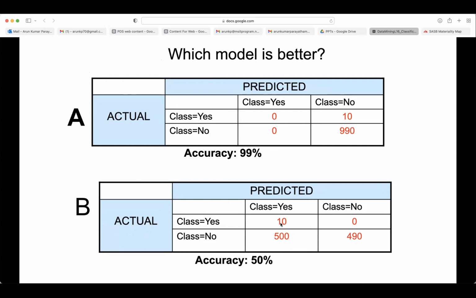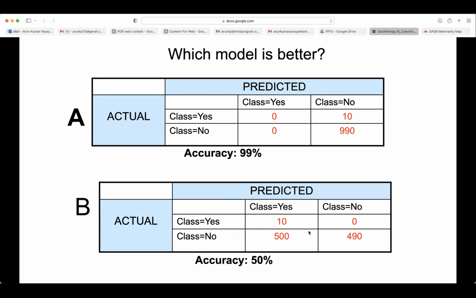You are able to catch all the yes correctly, but in catching 10, you also made 500 mistakes. Is it clear what I am talking? Yes class, no, there were actually 500, but you also predicted them. 500 plus 490, 990 no's are there. But you predicted 510 as the yes. In that, 10 are correct, the remaining 500 are wrong.